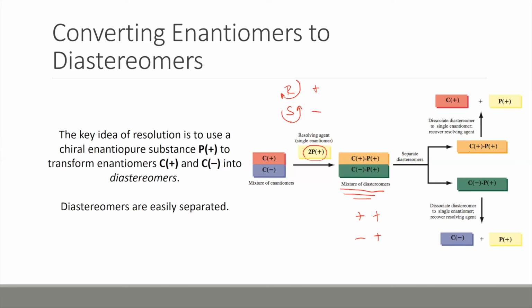And once we separate the diastereomers, we then are going to remove the compound we originally added. This is called the resolving agent. Whatever agent we used that had a chiral center, we will then remove by chemical means. So it will separate, and you leave your original enantiomer plus the resolving agent in each case.